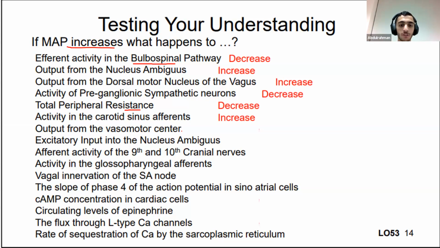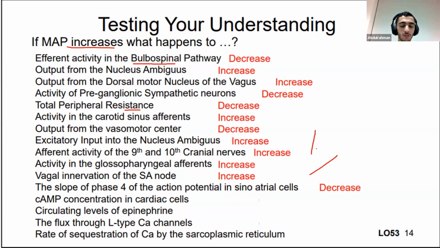The output from the vasomotor center: decrease, correct? Nucleus ambiguus: increase, correct? Ninth and 10th cranial nerves: increase, correct? Glossopharyngeal, similar to the 10th: increase. Vagal innervation: increase. The slope of phase 4 of the action potential: decrease. Because a decreased slope means it will take longer, and an increased slope is steeper. So we decrease the slope. You get why?